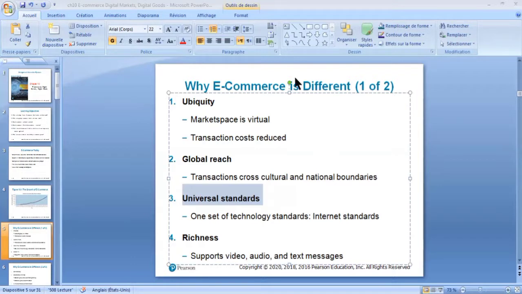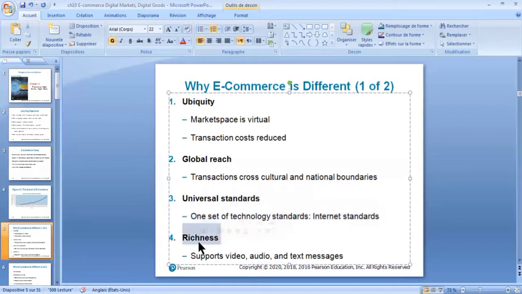Okay, thank you, sir. The third feature that makes e-commerce different is that the internet uses universal standards, which means that the technical standards of the internet and e-commerce are universal. They are shared by all nations and enable any computer to link with any other computer, regardless of the technology platform each one is using.